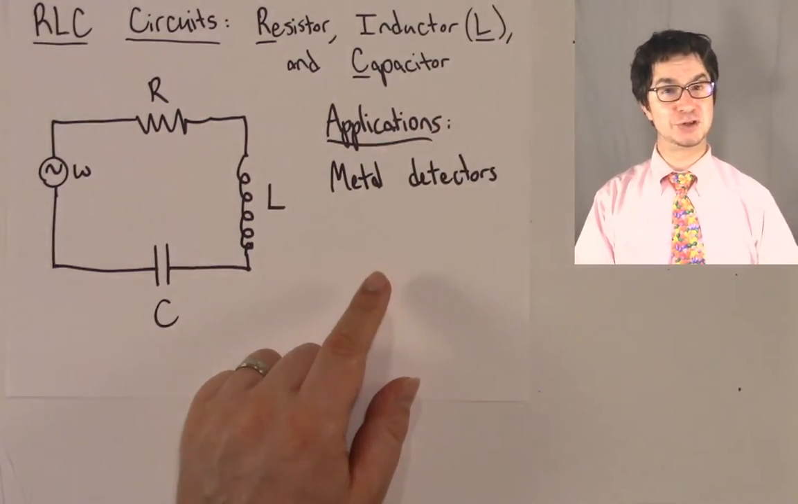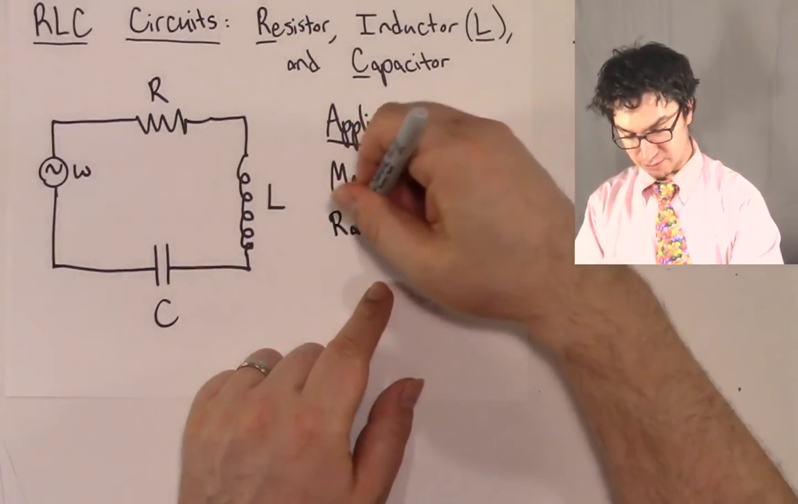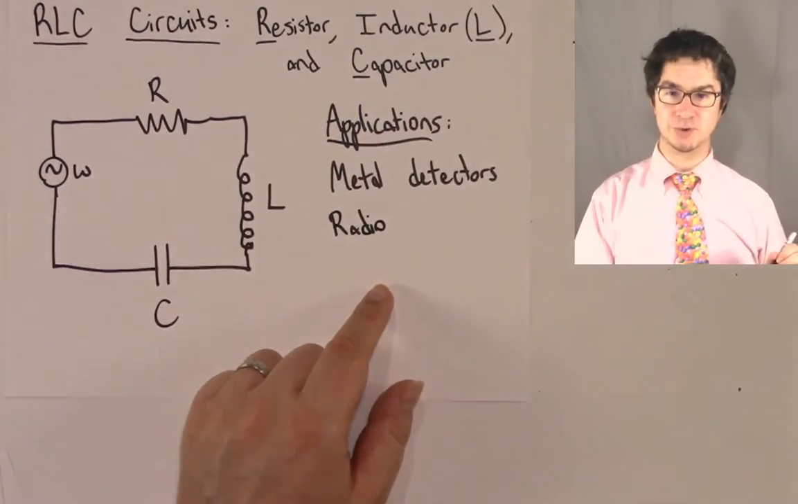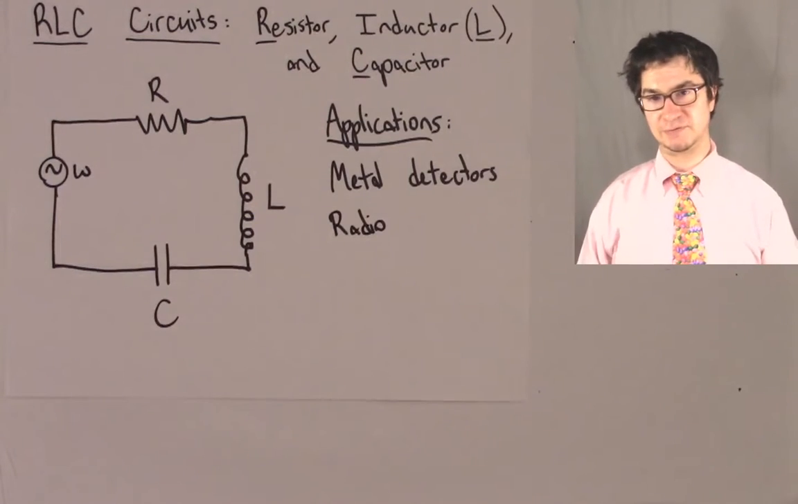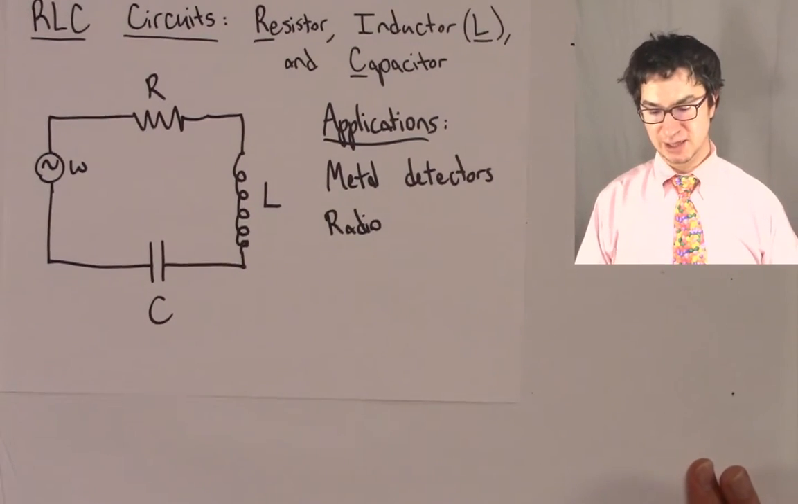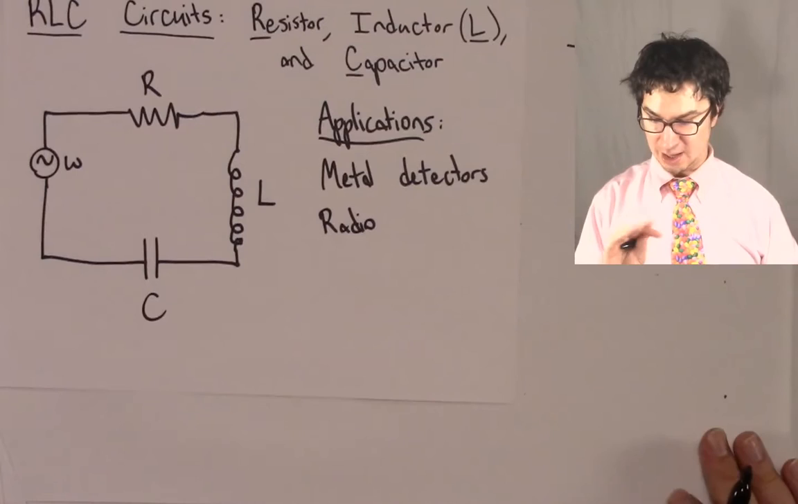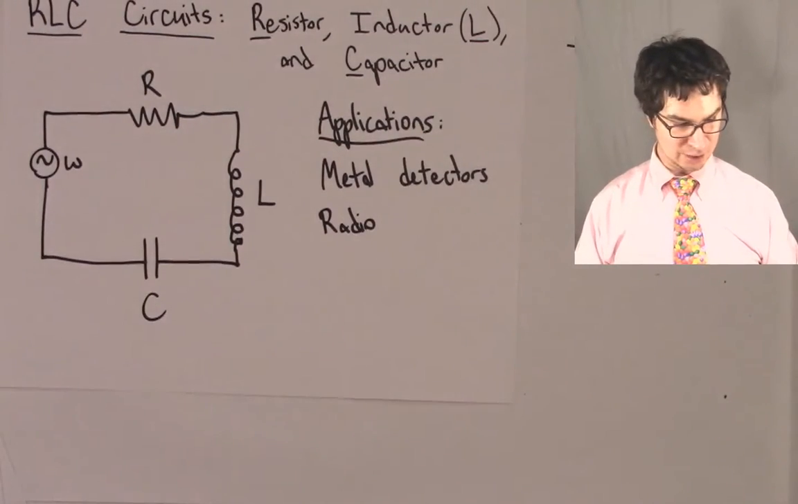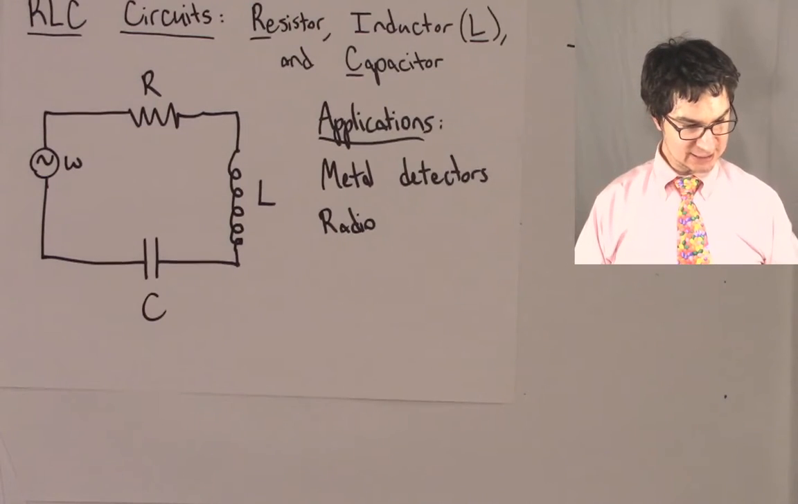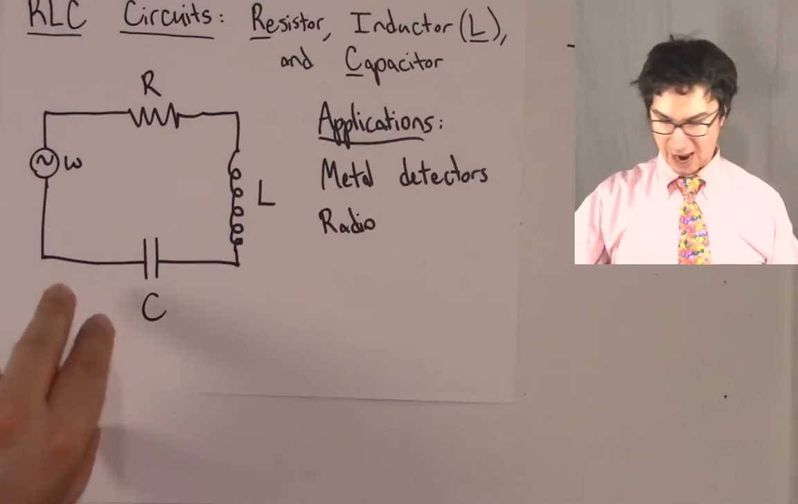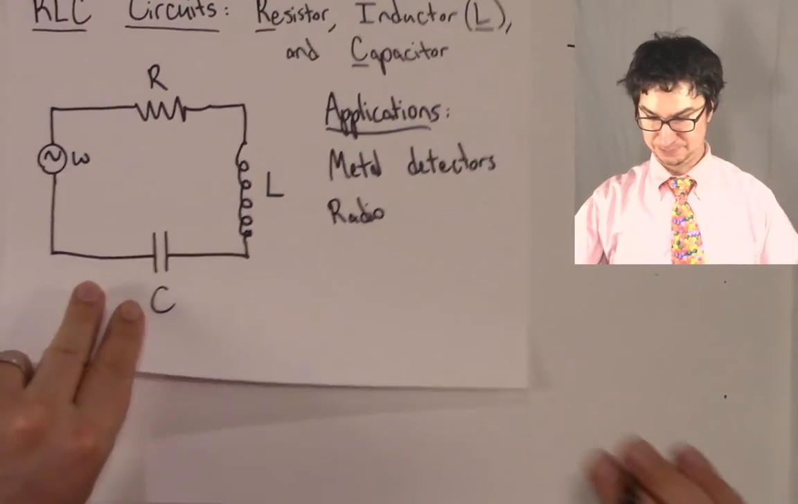Another application, if you ever listen to the radio. Transistor radios use RLC circuits to generate resonance, which picks up the frequencies of the electromagnetic waves that you get from radio. So there are some very fun little applications for RLC circuits. And let's take a moment and look at how we calculate the impedance.